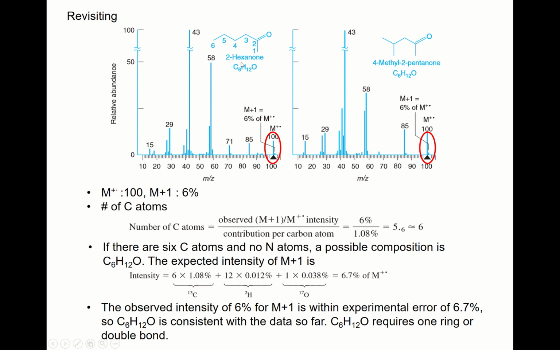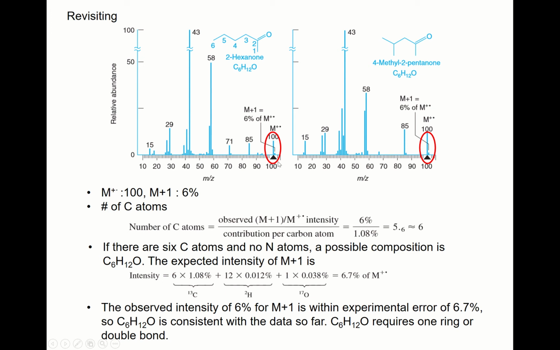Let's look at the spectra for 2-hexanone and for methyl 2-pentanone. In this one, mass number 100 is the molecular ion peak, and this one, mass number 101, is M plus 1. This only takes 6%. Let's calculate the number of carbon atoms, using the ratio of intensity of these two peaks.